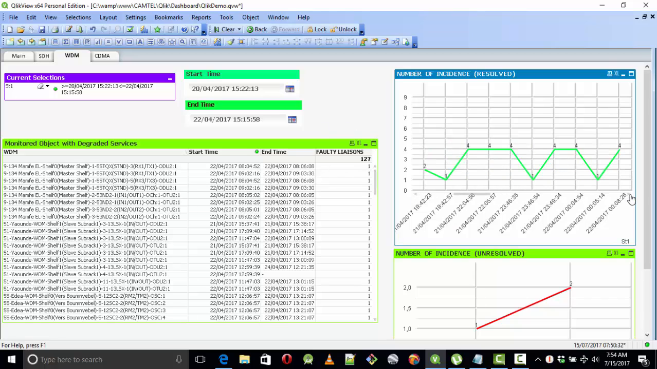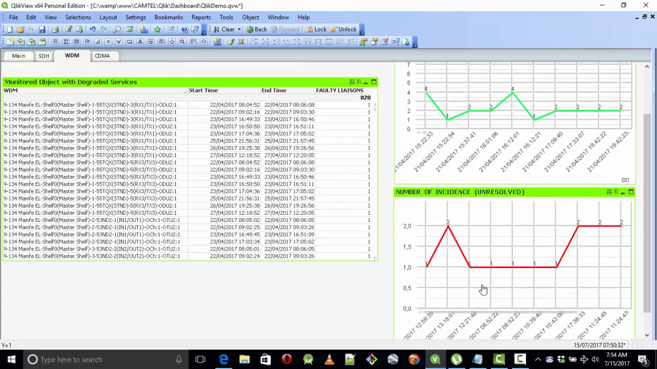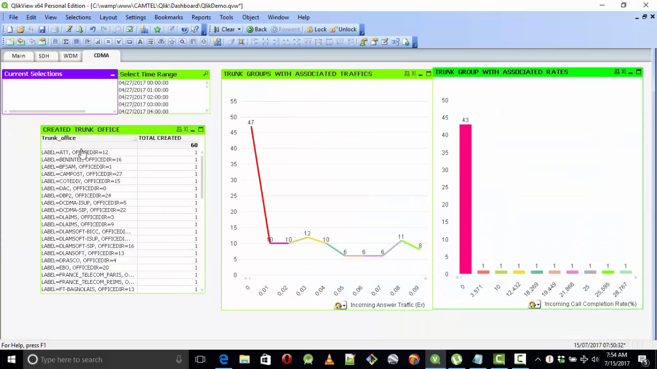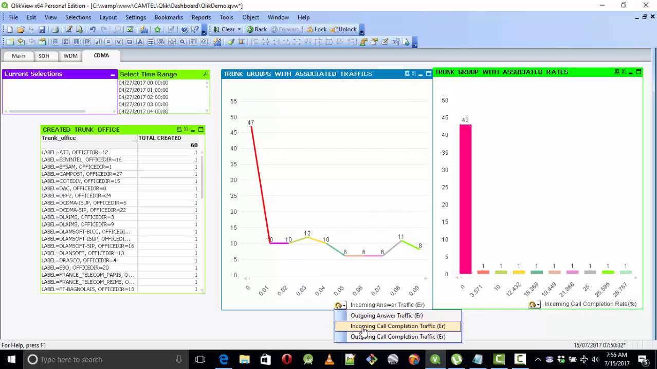SDH and WDM are always alike. On the 22nd of April 2017, we had 4 incidents at a particular time which were resolved in the WDM network. Now the CDMA. For the CDMA, we are supposed to know the number of strong groups, strong offices that were created. We have 60 strong offices. Strong offices are simply communication between 2 centers.